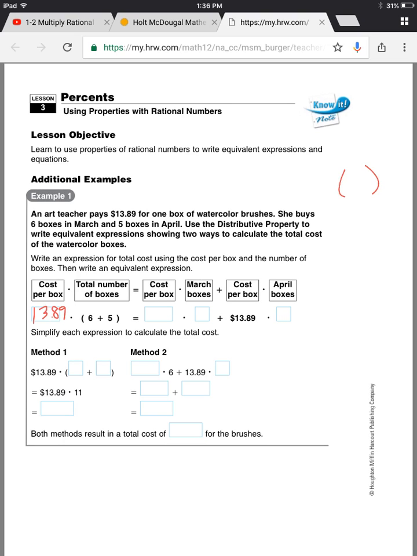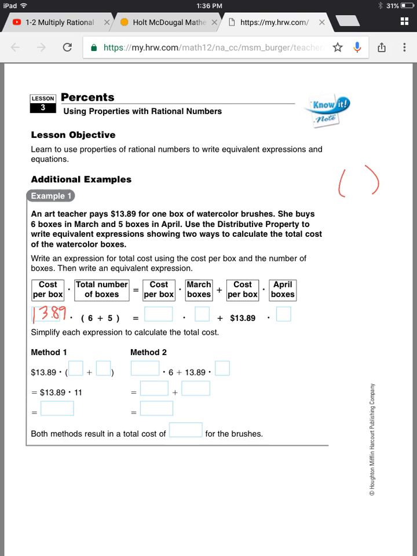Okay, and then we would have to multiply $13.89 by 6 for March, and then by 5 in April, right? However, they wrote it in parentheses of 6 plus 5. That's distributive property, where you take $13.89 and you multiply it by 6, and then you take $13.89 and you multiply it by 5, and then you add them together. Or you could do the distributive property and do 6 plus 5 is 11 times $13.89.